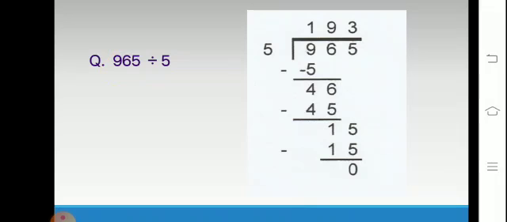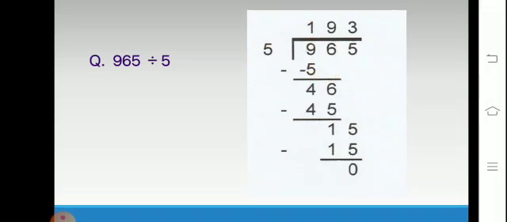We want to divide 965 by 5. How can we divide it? We just write it in the division house. See, the first digit is 9. In the table of 5 there is no 9, but the nearest number is 5, which is at the first place. 5 ones are 5, so you write 5 here. Subtract 5 from 9, we get 4.